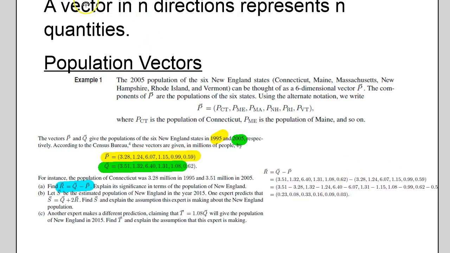So in the end, we get an end result, which is equal to this vector. And this vector basically tells you the difference in population between the years 2005 and 1995 for each state. So in other words, here we have 0.23 million for the first state, which was Connecticut, 0.08 million for the second state, which is Maine, and vice versa.